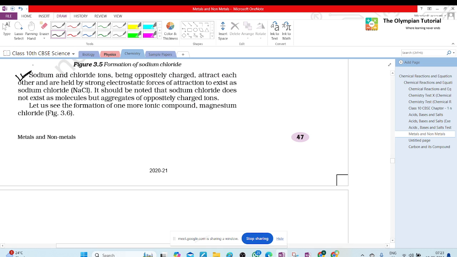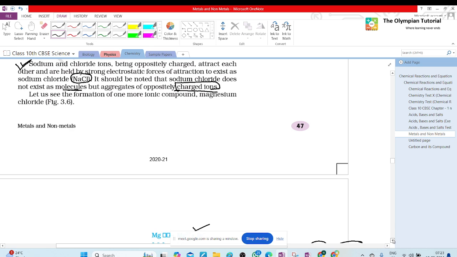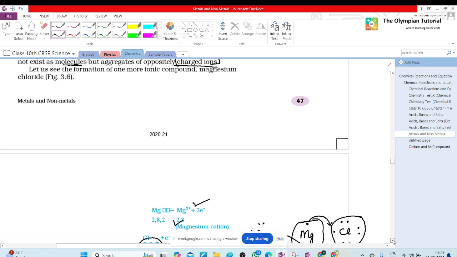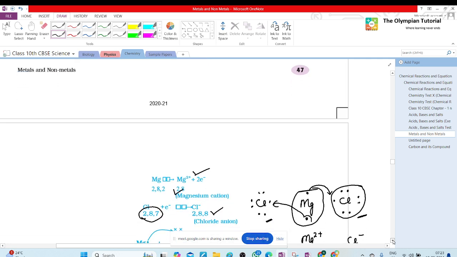Sodium and chloride ions, being oppositely charged, attract each other and are held by strong electrostatic forces of attraction to exist as sodium chloride. It should be noted that sodium chloride does not exist as molecules but as aggregates of oppositely charged ions. So what we got is that NaCl, sodium chloride, does not exist as molecules, but has oppositely charged ions. They are attracted to each other, with high attraction, so they have strong forces between the ions.